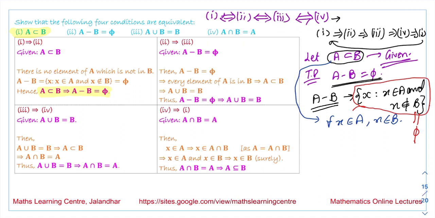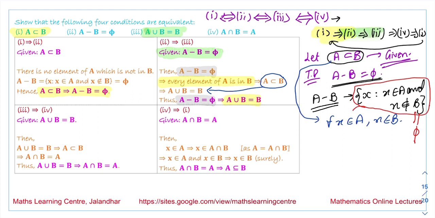Second, given that A minus B is equal to ϕ, we have to prove that A union B is equal to B. When A minus B is an empty set, it means that every element of A is an element of B; we cannot find any element of A which is not an element of B. So this implies that A is a subset of B, and we know that if A is a subset of B, then A union B is equal to B. So we have proved that 1 implies 2.